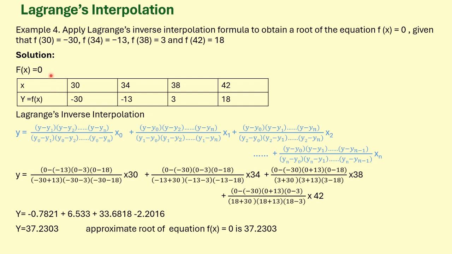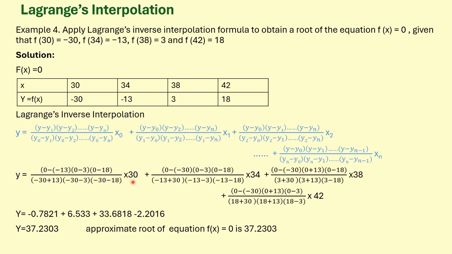The x values here are 30, then 34, 38, 42. And here y, that is f of x, is equal to minus 30, minus 13, 3 and 18. So x0, x1, x2, x3, y0, y1, y2, y3. This is Lagrange's interpolation formula, and in this we will be substituting the values. Here y is 0, the value which is to be interpolated. Okay, so we'll substitute the values in this equation.